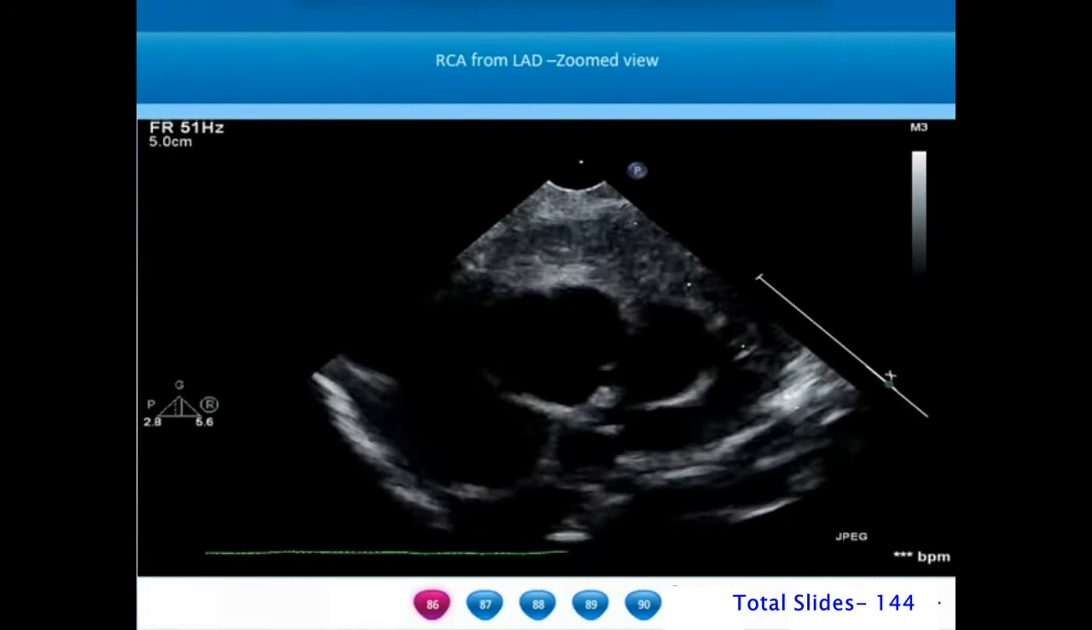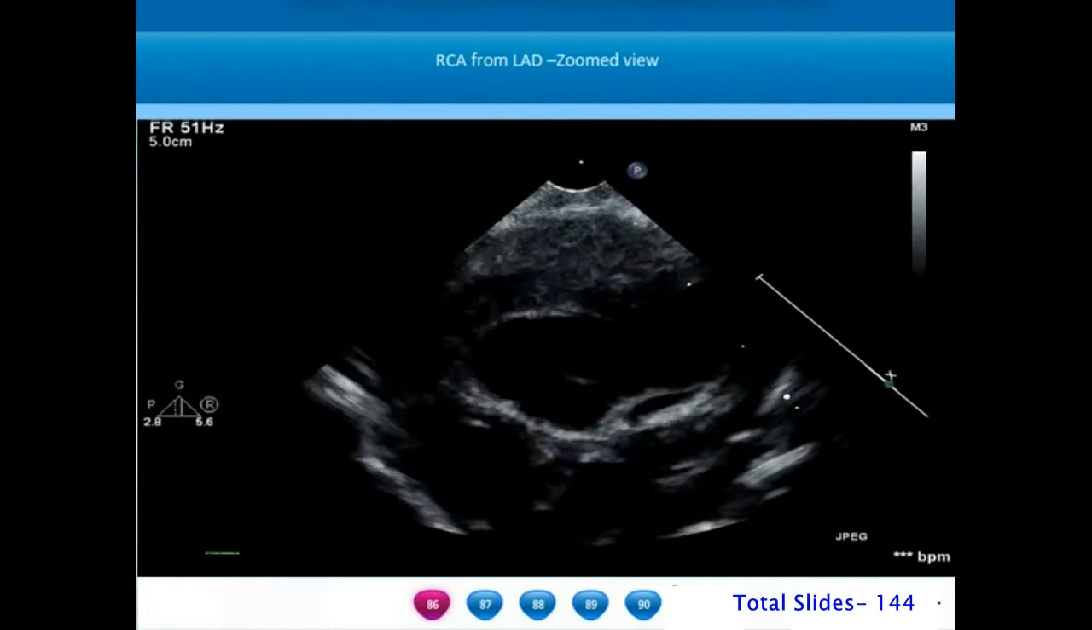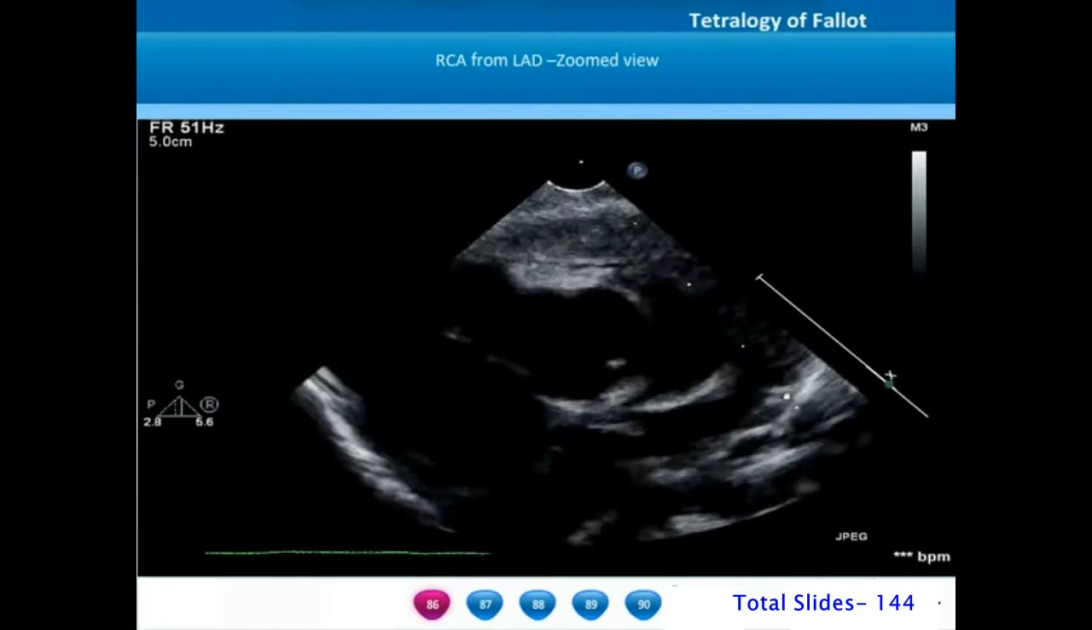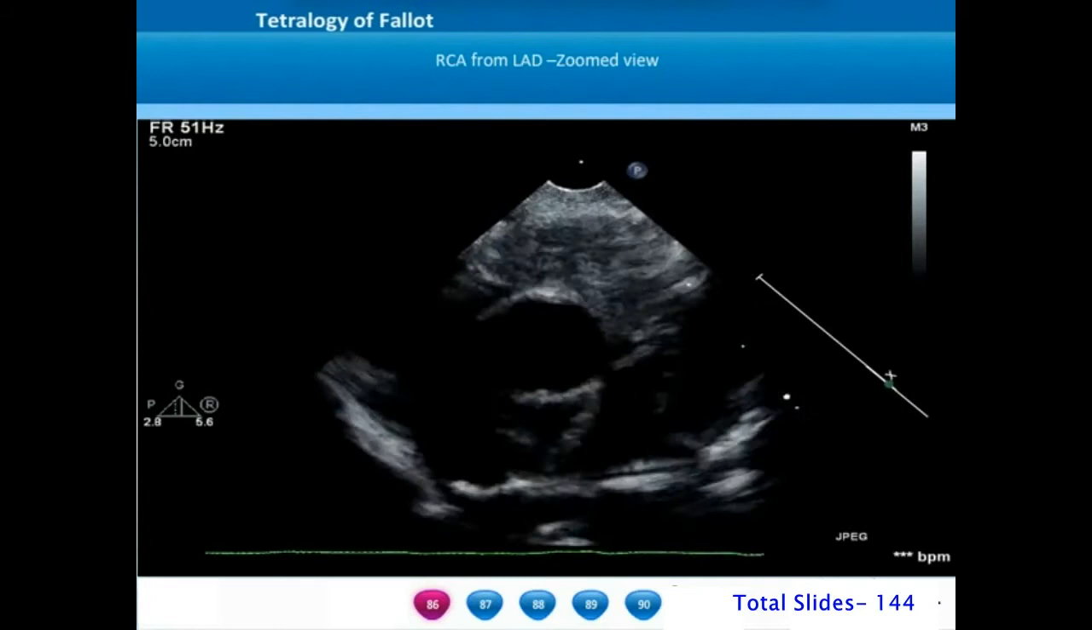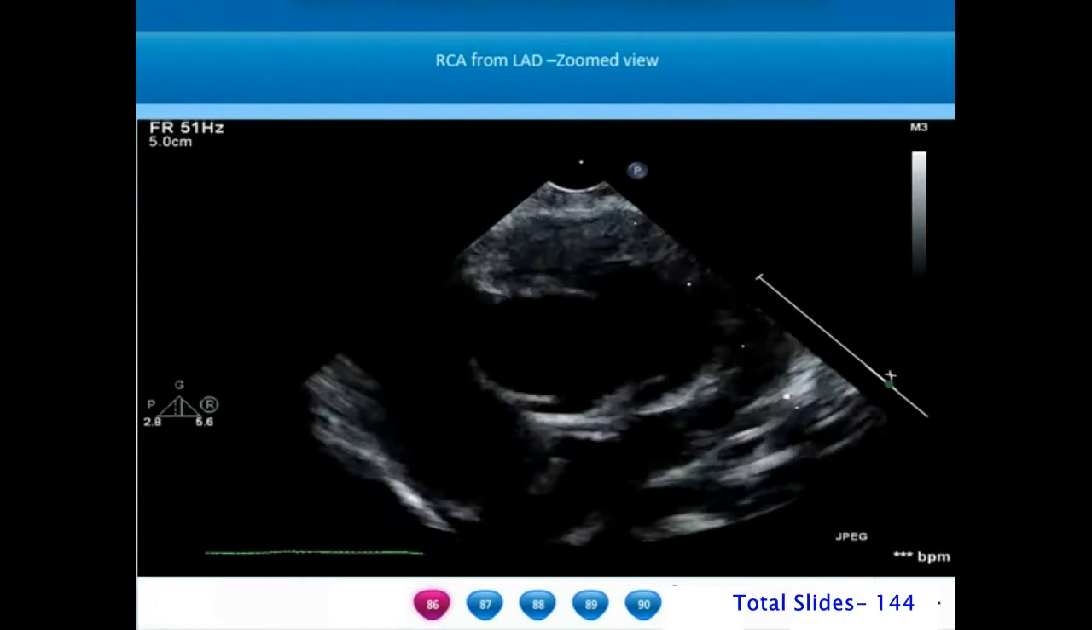On this parasternal short axis view, we can notice the parallel tract of right coronary artery coursing much anterior to the right ventricular outflow tract and the aortic root and coursing from the left towards the right AV groove. The parallel echolucent channel that is seen anteriorly is the right coronary artery.